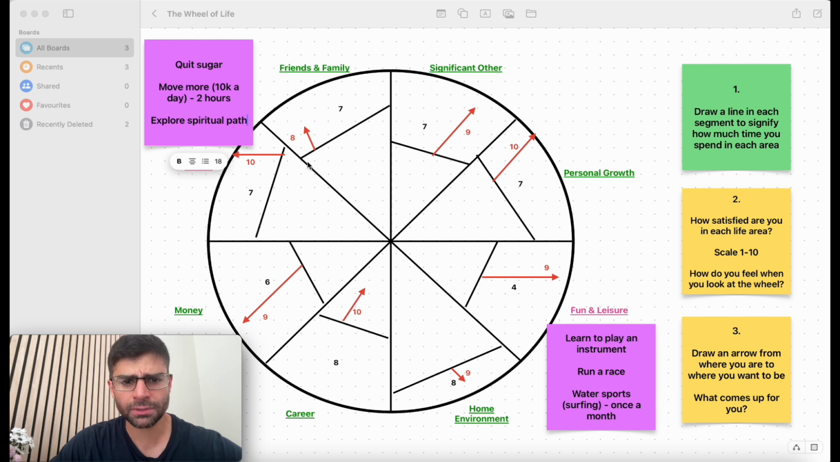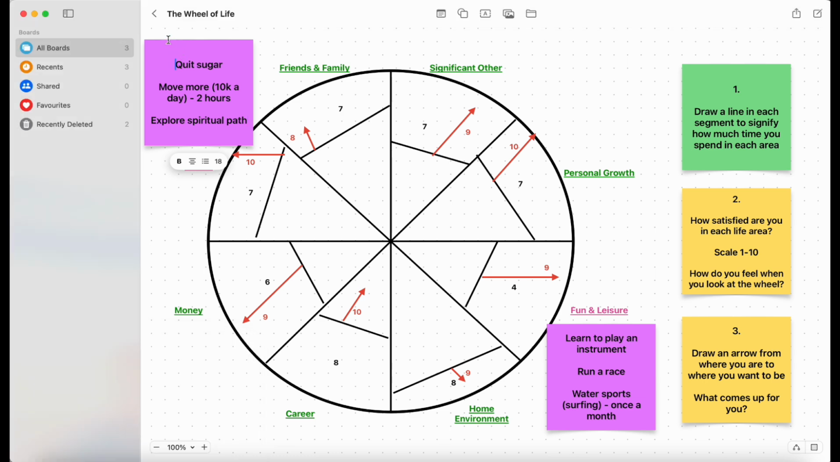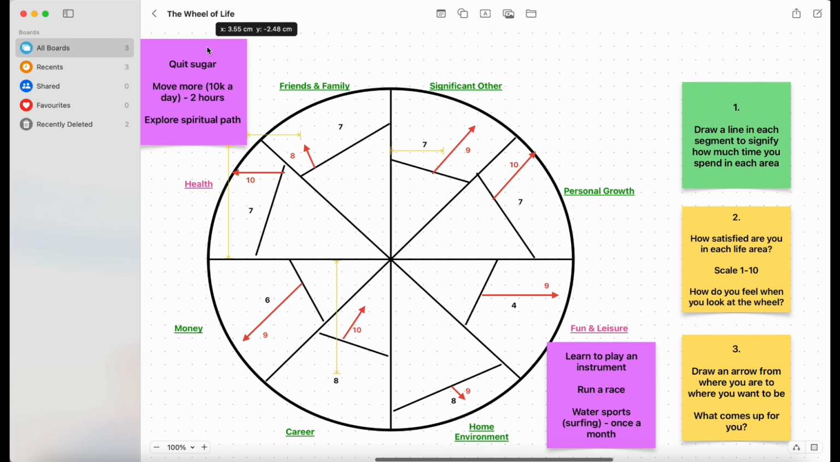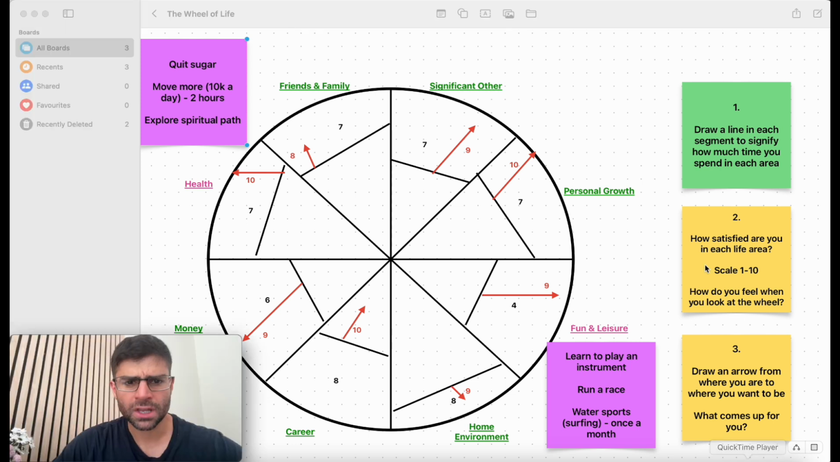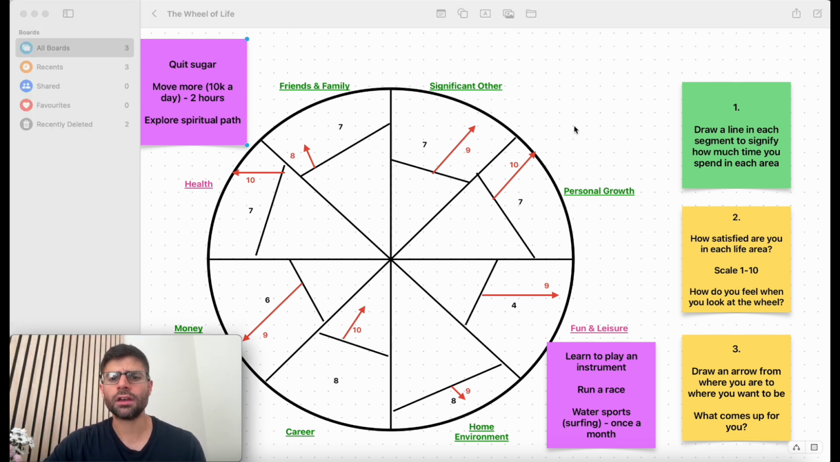So there's a cross in the middle and a cross against it, like slicing a pizza. So there's 8 segments. With each segment, and I'm just going to move this out the way so you can see, I've categorized them: significant other, personal growth, fun and leisure, home environment, career, money, health, friends and family. So this is how I've split up my life.